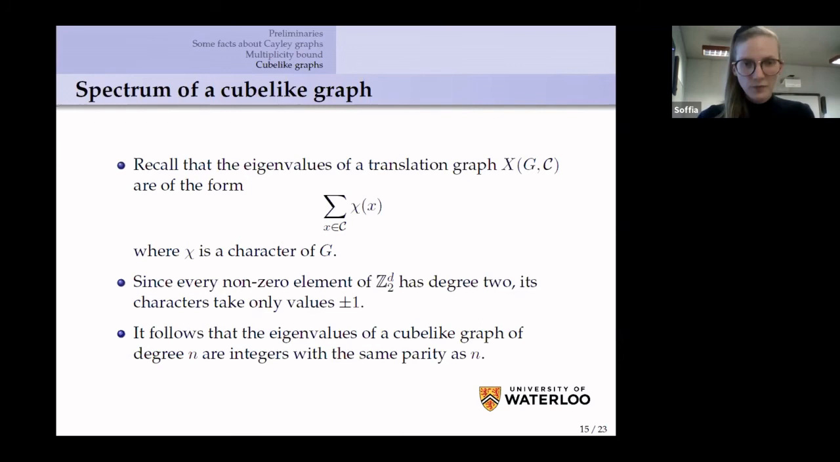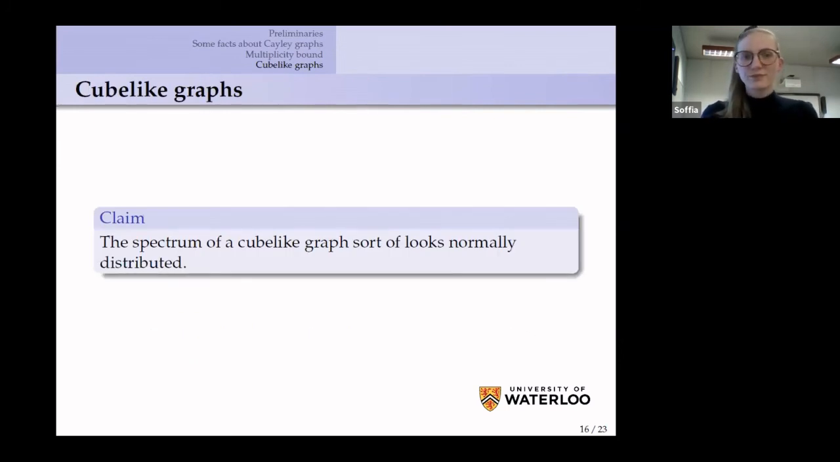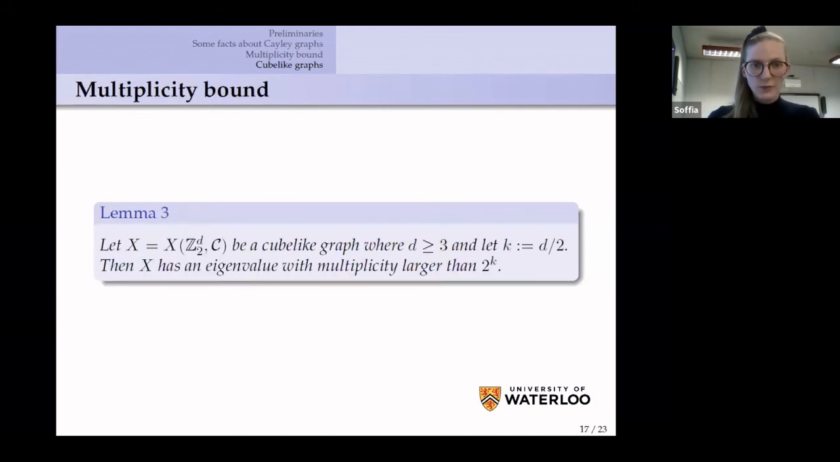And then furthermore, we have this fact, or it's better to call it a claim, that the spectrum of a cube-like graph kind of looks normally distributed, which of course doesn't really mean anything on its own. But what does happen is that the eigenvalues that are close to n or minus n have low multiplicities, and the eigenvalues that are close to 0 will have high multiplicities. This claim on its own doesn't really help unless you define what you mean by this, but you don't really need that for what I want to do. The only thing we need is one eigenvalue with large multiplicity. And so this is what I came up with.